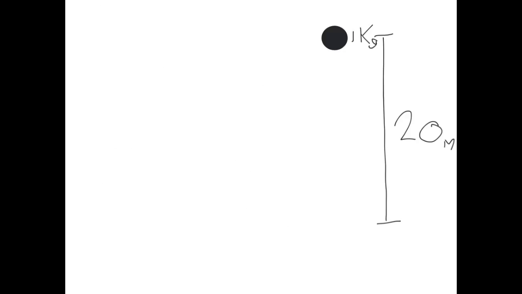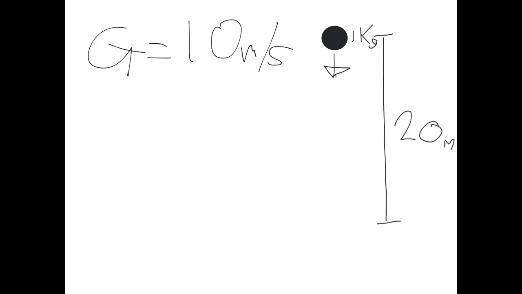So let's suppose we have a 1 kilogram ball and it will fall from a height of 20 meters. So as the acceleration of gravity equals 10 meters per second, it means that the ball would fall in 2 seconds. But now let's calculate the potential energy and the kinetic energy.